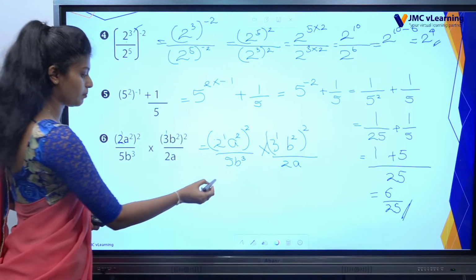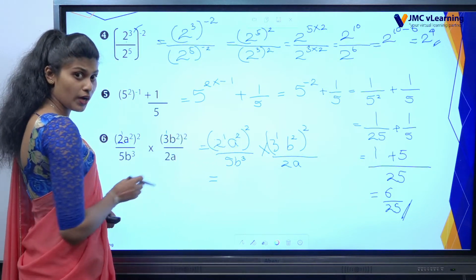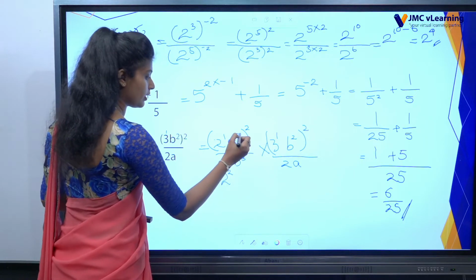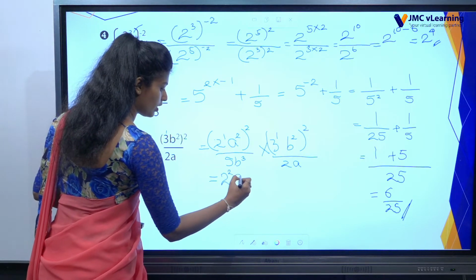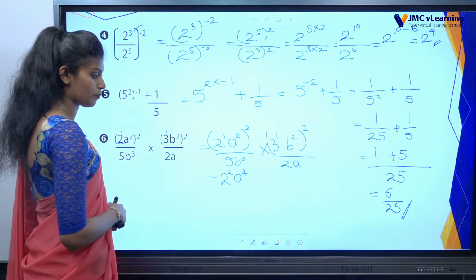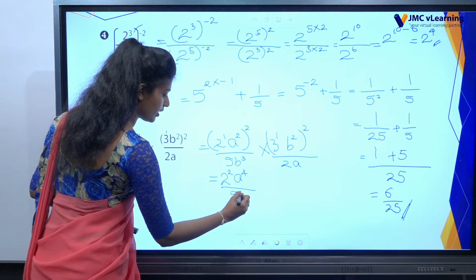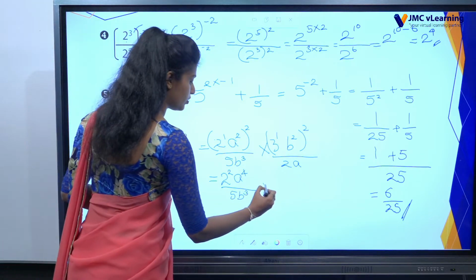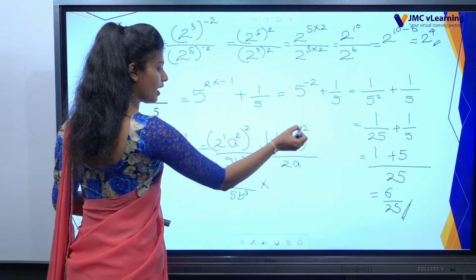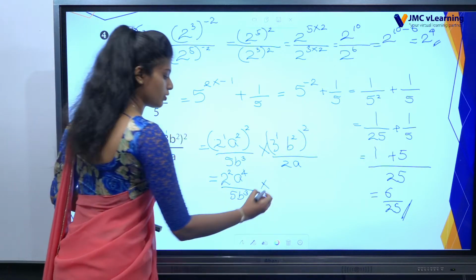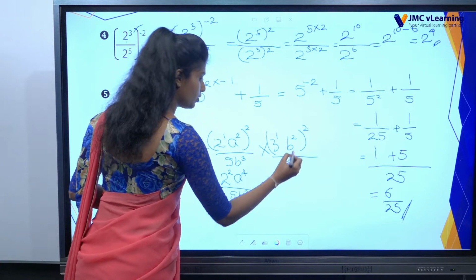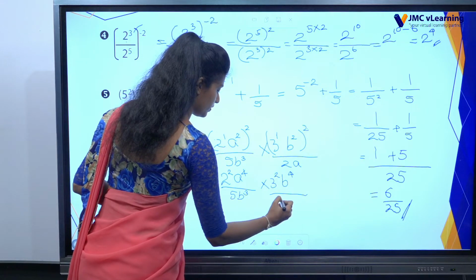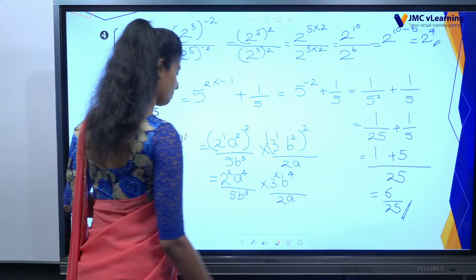Now let's multiply. 2 into 1 is 2, that means 2 to the power 2. Then 2 into 2, 4, a to the power 4, over 5b to the power 3 into here 1 and 2. 1 into 2, 2, 3 to the power 2. 2 into 2, 4, b to the power 4 over 2a.